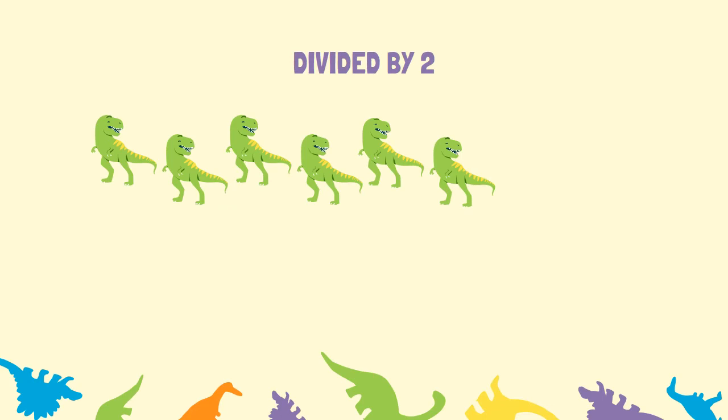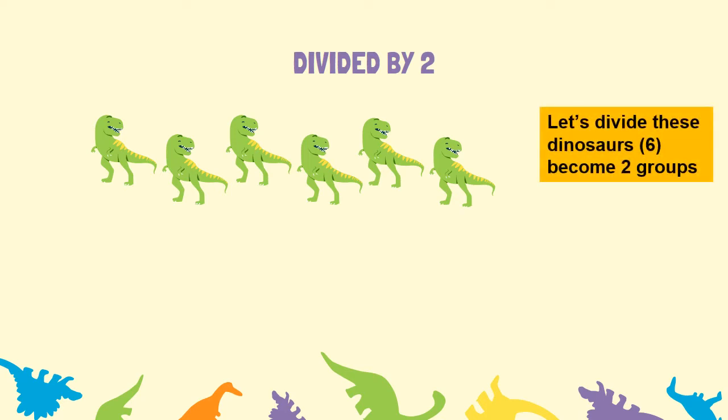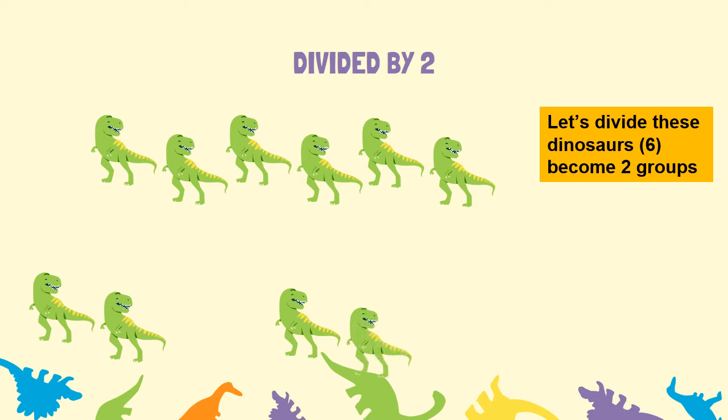Okay, divided by 2. Okay, how many dinosaurs? 1, 2, 3, 4, 5, 6, right? So there are 6 dinosaurs. Let's divide these dinosaurs into 2 groups. Okay? There are 6, right? So we count. 1, I put here. 2, I put here. 3 in the same group as the first one. 4, and then 5, 6. Okay.